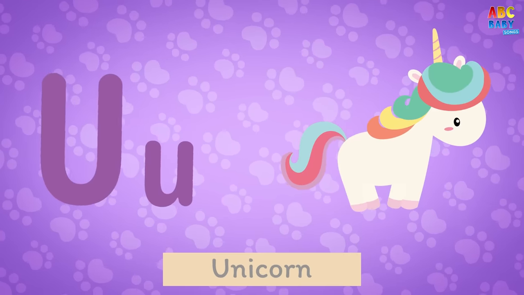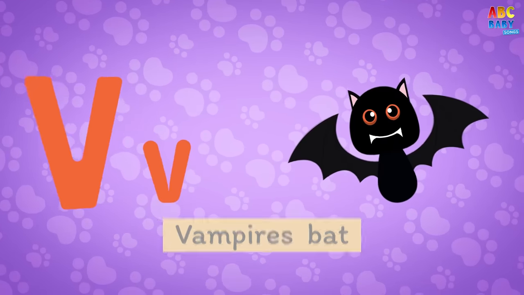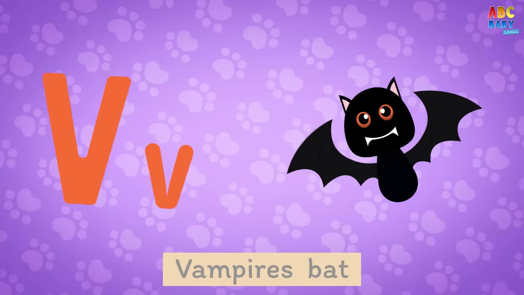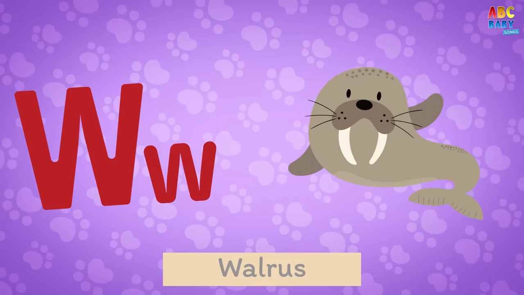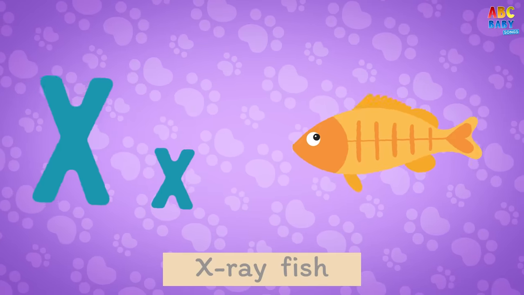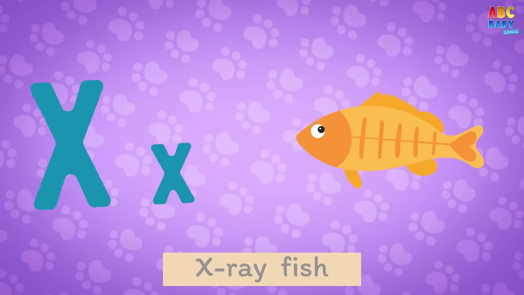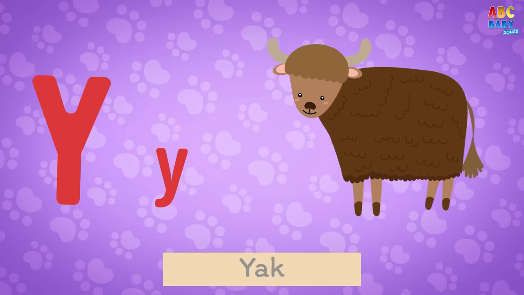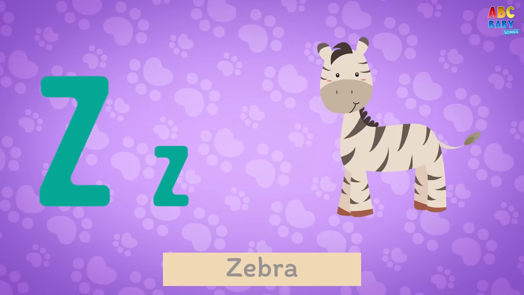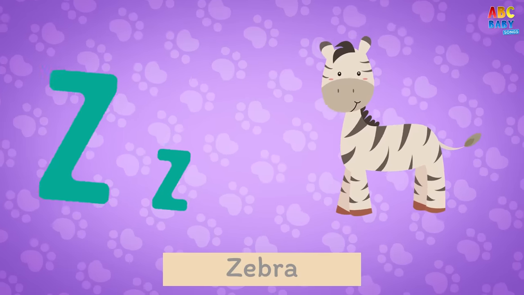U is for unicorn. U, u, unicorn. U, unicorn. V is for vampire bat. V, v, vampire bat. V, vampire bat. W is for walrus. W, w, walrus. W, walrus. X is for x-ray fish. X, x, x-ray fish. X, x-ray fish. Y is for yak. Y, y, yak. Y, yak. Z is for zebra. Z, z, zebra. Z, zebra.